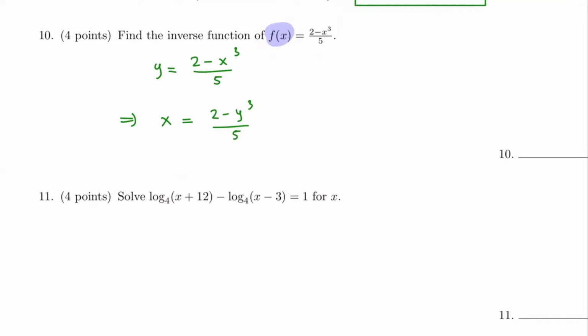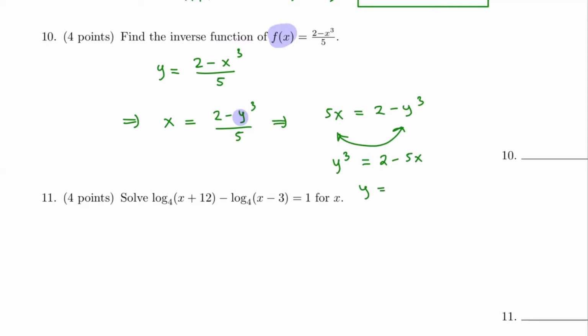And then your goal here is to solve for y, and that will be our inverse of f. So I'm going to go ahead and multiply both sides by 5. This will give us 5x is equal to 2 minus y to the third. Now here I'm going to swap the places for y cubed and 5x so that I have y cubed as a positive term. So this will give me y cubed is equal to 2 minus 5x. And now I take the cube root on both sides. So you'll have y is equal to the cube root of 2 minus 5x.